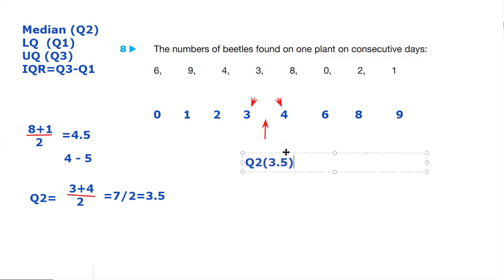Focus on this. So the Q2 is 3.5. This one is not the Q2. It's the order of the Q2. Focus on the difference of numbers, okay? Now I found the median. Now I can find the Q1 and the Q3.